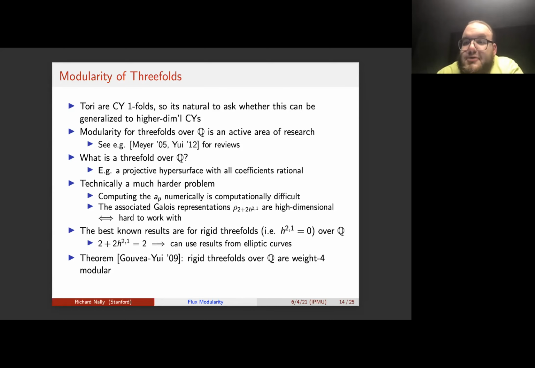Basically the proof goes as follows. They proved part of a general program, namely that all 2-dimensional Galois reps of the right type to be associated to a rigid threefold are associated to weight 4 eigenforms, which just implies that the point counts of a rigid threefold give you the Fourier coefficients of a weight 4 eigenform.